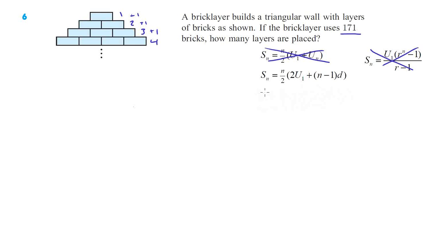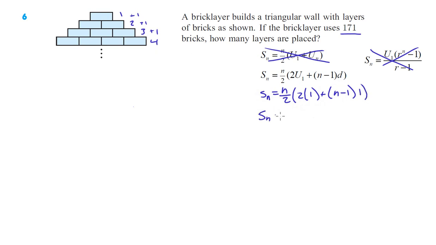Okay, so let's do this. The sum, so let's use this here. So S of n, we don't know how many terms there are, how many layers there are. That's what we're trying to figure out. We're trying to figure out the n, so we have to leave the n as just n for now, n over 2, 2 times the first term, which is 1, plus n, which we don't know, minus 1, all times d, the difference, which is also 1.